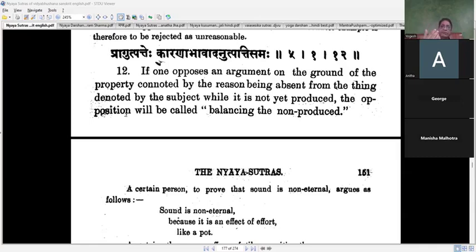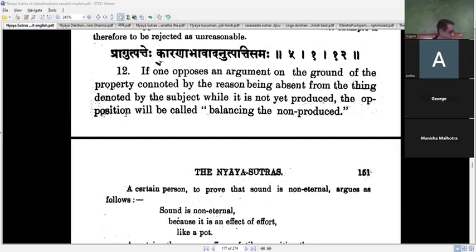The thing to be proved is that sound is not eternal. So we say sound is not eternal. Why? Because just like a pot is produced by effort, it is non-eternal. Sound is also produced by effort, so it is also non-eternal. Now the opponent will say that sound is not cognized before being produced. Before being produced, you cannot recognize or hear sound. So sound is in what we can call the unmanifest state. That is what he is saying. So before being produced, you cannot apply non-eternality as the sound is present, or you can say the sound is present in the unmanifest state even before it is produced.